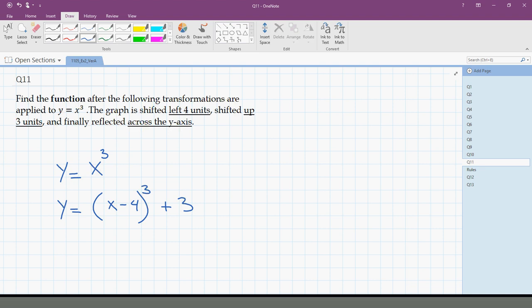Remember, when you look for the y-intercept, you will change the x to be 0. It's kind of the same thing, because this one is being reflected across the y-axis. You're going to change the x. The x is going to be negative. It's kind of the same idea. When one is being reflected, it's going to be affected the opposite way.